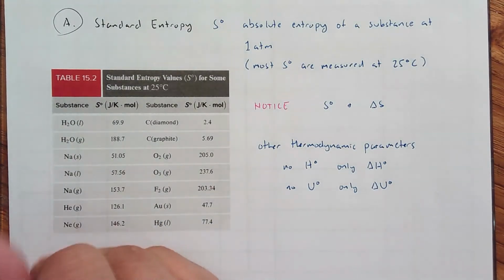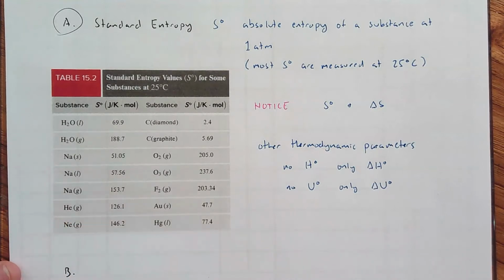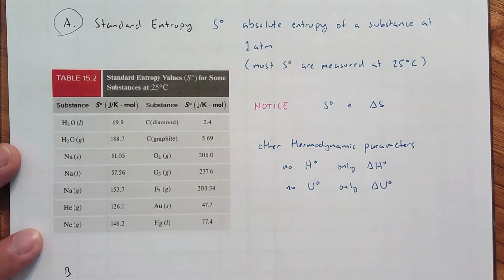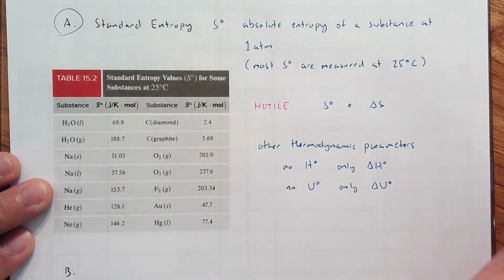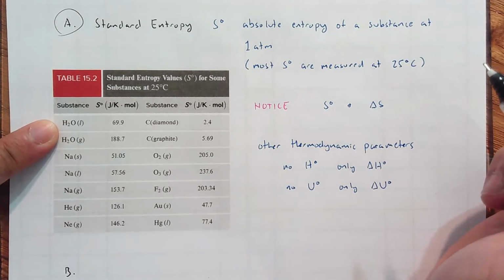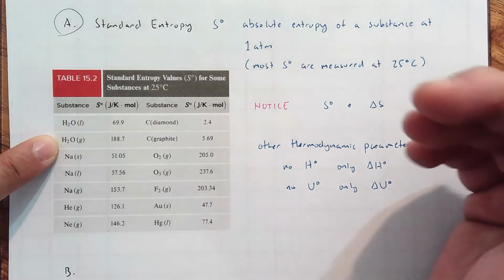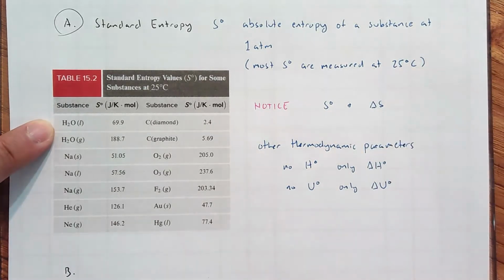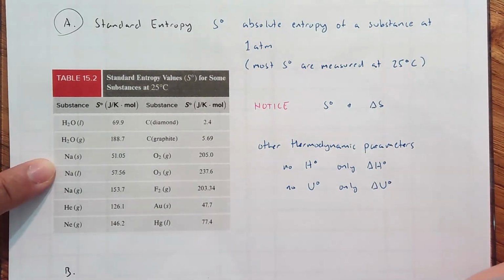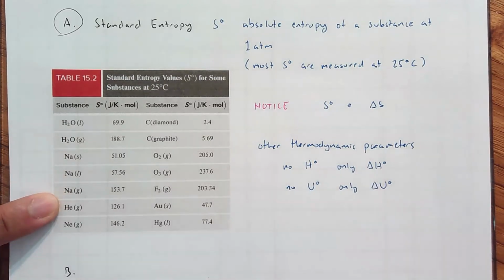This is part B. We're going to look at trends that we can glean from this table. For instance, you have a substance at different phases. Looks like the gas has more disorder, has a greater entropy than the liquid. Same thing here for sodium. The liquid has greater entropy than the solid. Oh, and look at the gas, sodium gas.